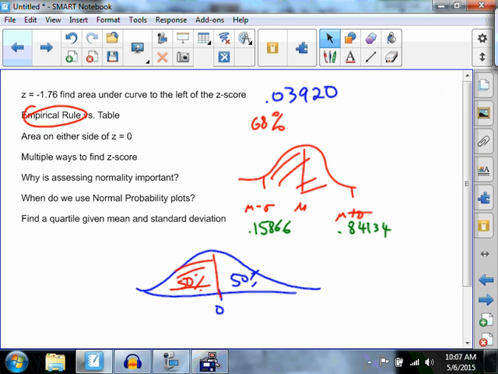Assessing normality. Why is that so important? Well, in statistics, if you recall, in order for inferential statistics to take place, for the calculations to be valid, we assume that the data are normally distributed. Okay. When do we use normal probability plots? Hopefully you remember that one. We use those normal probability plots if the sample size is relatively small.